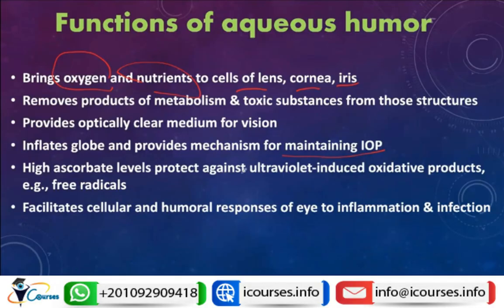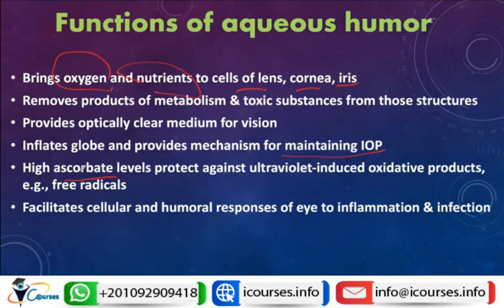It has some important components, like the ascorbic acid, which acts as an anti-free radical or antioxidant. So it will protect the lens from the damaging effect of the free radicals. So we said that the ascorbic acid is present in about 50 times higher concentration, because it has a main antioxidant effect.